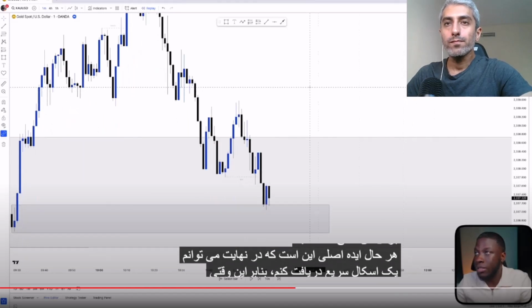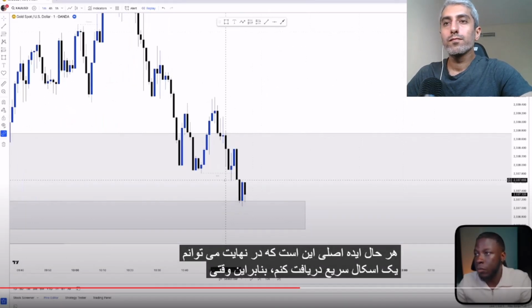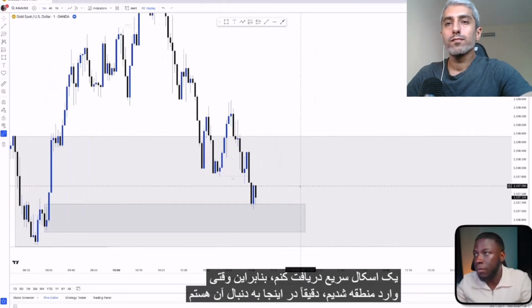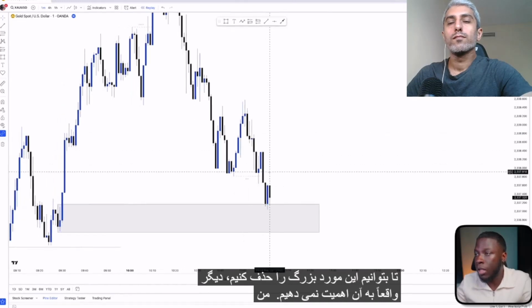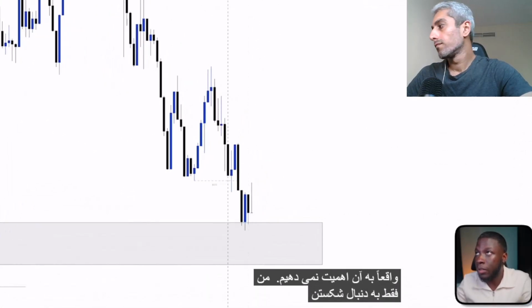I can get a quick scalp ultimately. So once we tapped into the zone right here, I'm looking for my... so we can just delete this big one, we don't really care about it no more. I'm just looking for my break of candle in this case.